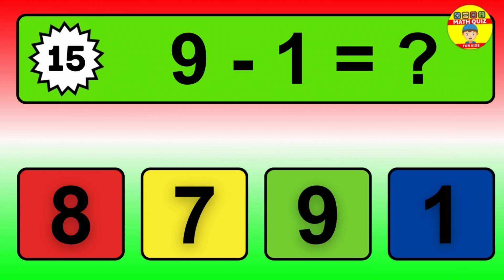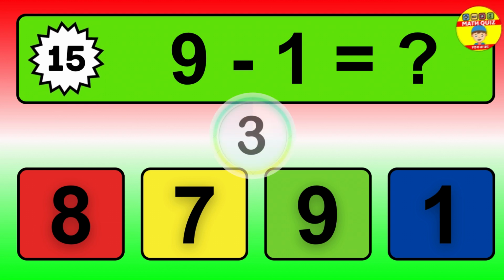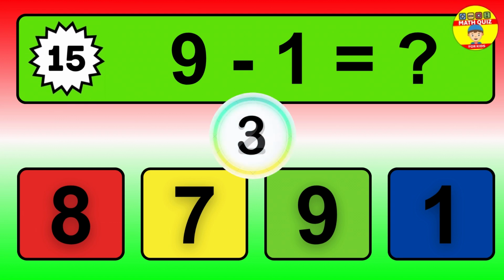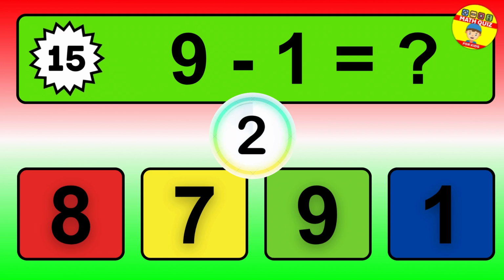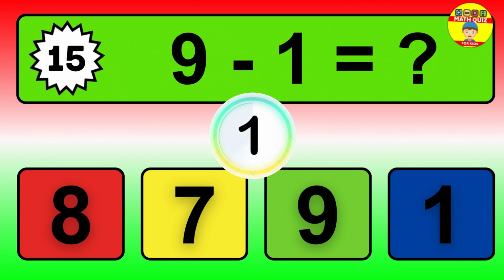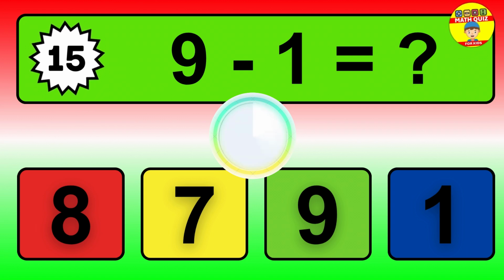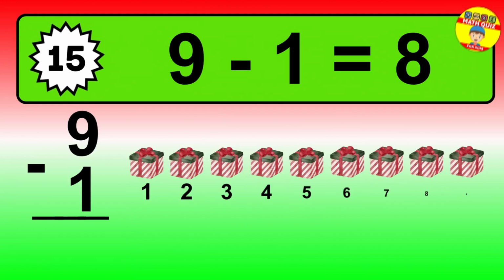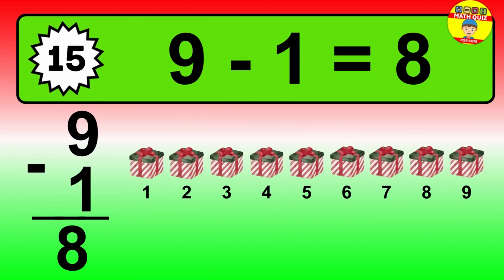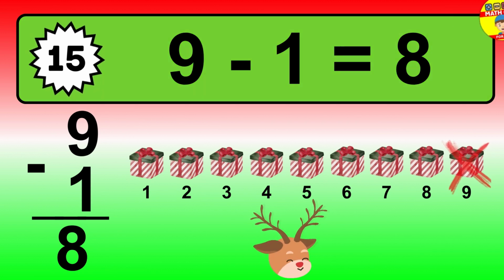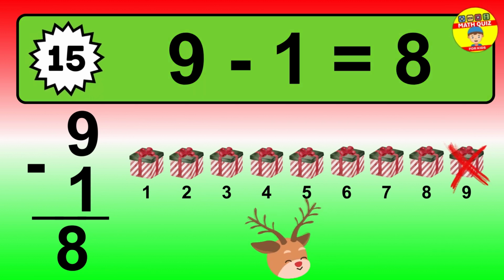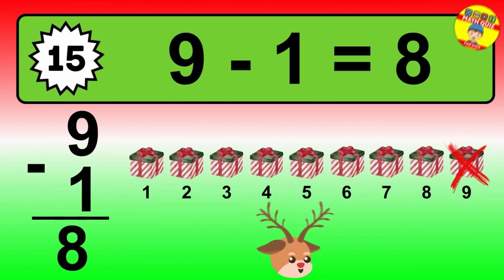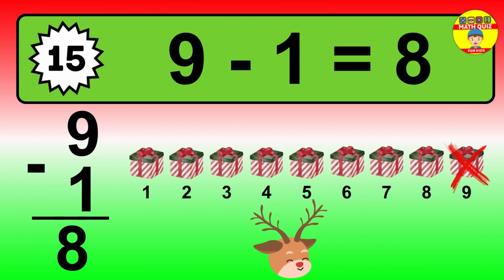Question 15. 9 minus 1 equals what? So, the answer is 9 minus 1 is 8. Let's count it. 1, 2, 3, 4, 5, 6, 7, 8.